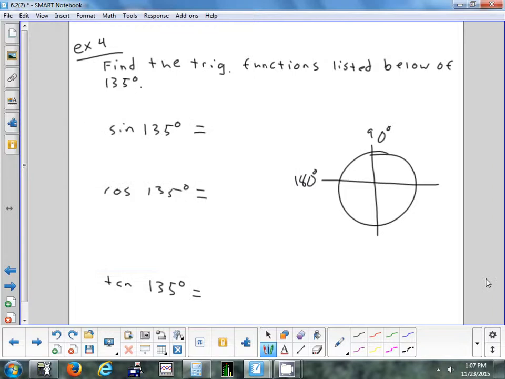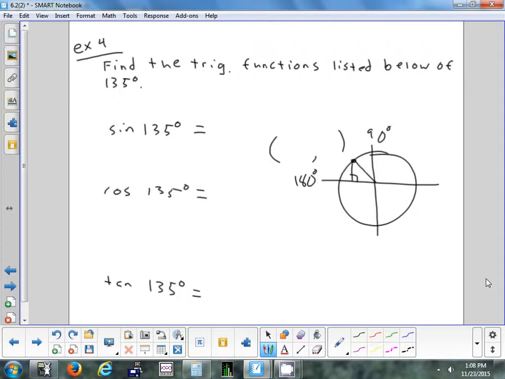Okay, so your 45s are 45, 135. What's this one? 225. And then this one? No, 315. Okay, so it's helpful to know those 45s in each quadrant. All right, so we know we got a 45, 45, 90. So that tells us we're dealing with the root 2 over 2's. Just be careful with the negative.